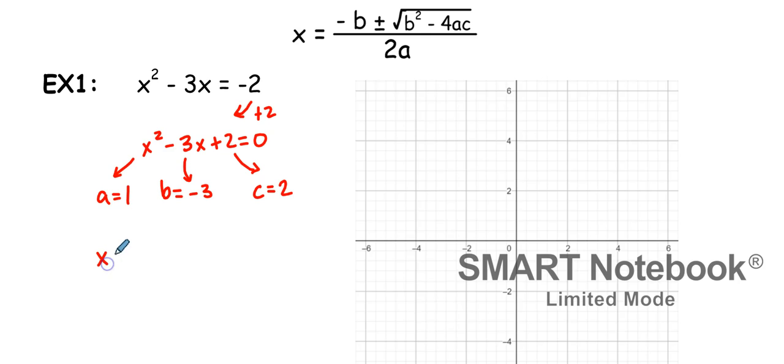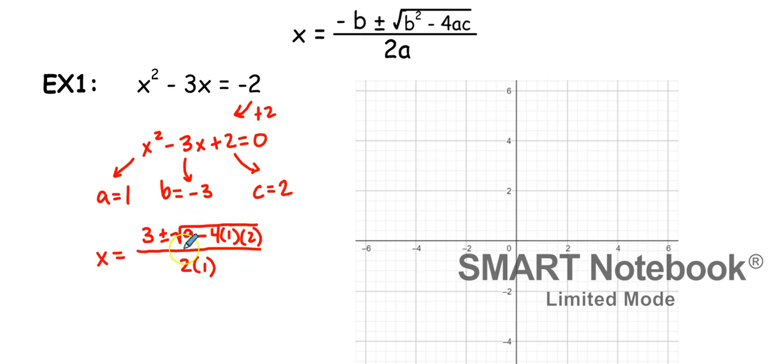We can find our roots using the quadratic formula here. Negative b, remember you've got to take the b and make it opposite. So negative 3 turns into a positive 3, plus or minus the square root of b squared, that's negative 3 times negative 3, that's 9, minus 4 times a times whatever c is. A is 1, c is 2. Over 2 times whatever a is, so that's over 2 times 1.